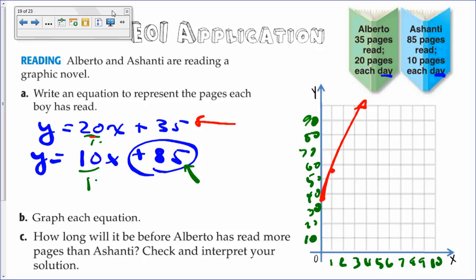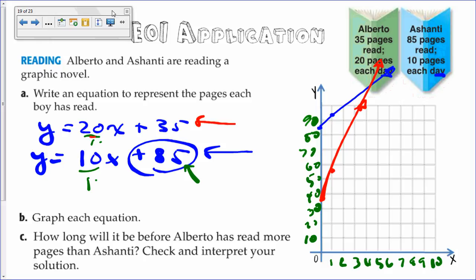And then we'll do the other guy in blue. So we start at 85. Go up 10. Go up higher.